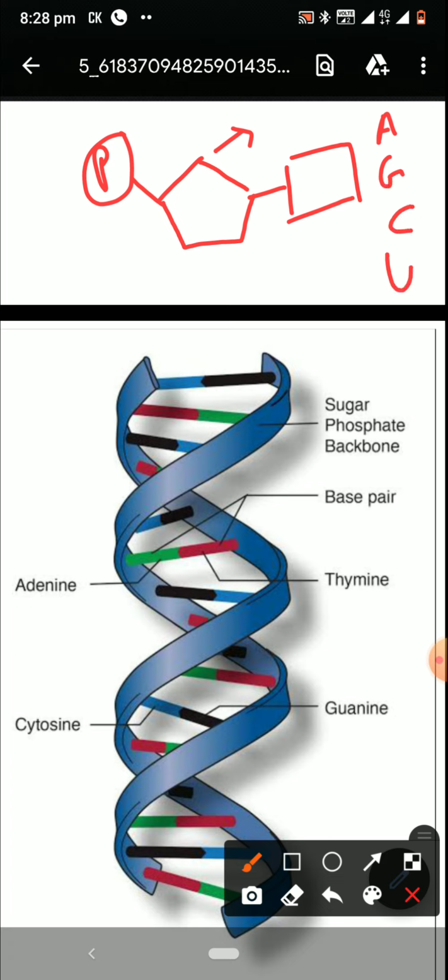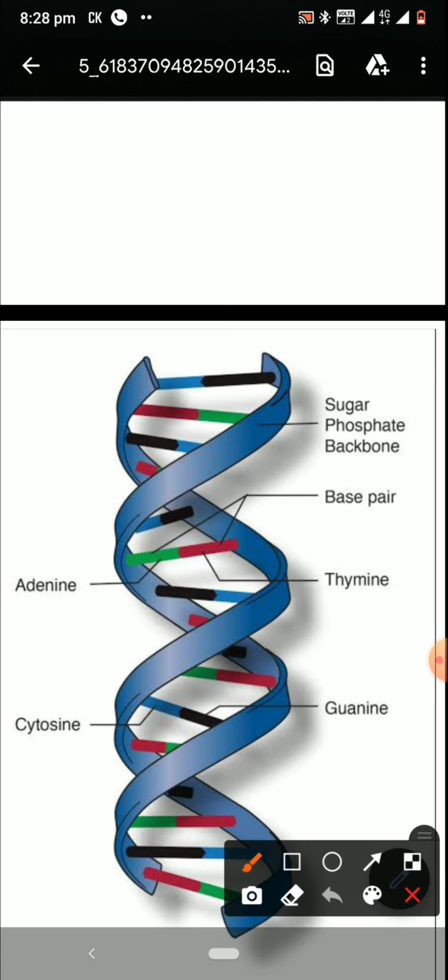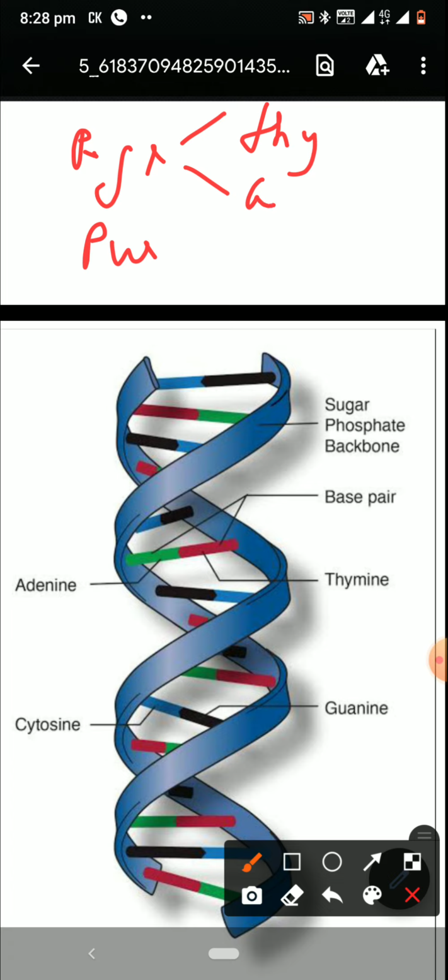So as there can be 4 types of nitrogenous base, accordingly there will be 4 types of nucleotides. And these 4 types of nucleotides are broadly divided into pyrimidines and purines. These pyrimidines will contain either thymine or cytosine as nucleotide, and this purine will contain adenine or guanine as nucleotide. So these are the 4 types of nucleotides.